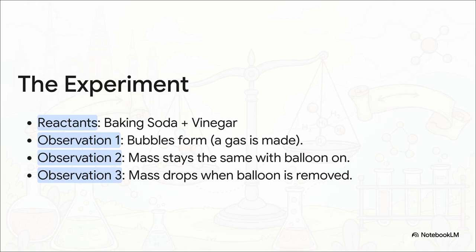All right, so here are the facts of the case. We start with our two ingredients, or reactants, as scientists call them. First, we see bubbles. That's a huge clue right there, telling us a gas is being made. Second, the total weight stays the same as long as that balloon is on tight. But third, the moment we let the balloon go, the weight goes down. That's our smoking gun. Something invisible was created, and it was trapped inside that balloon.